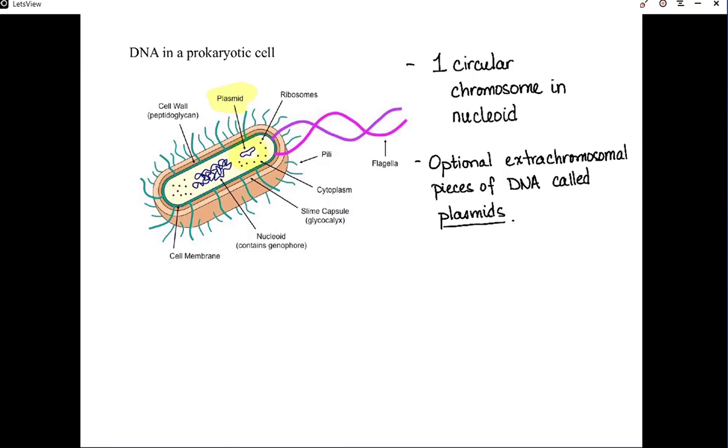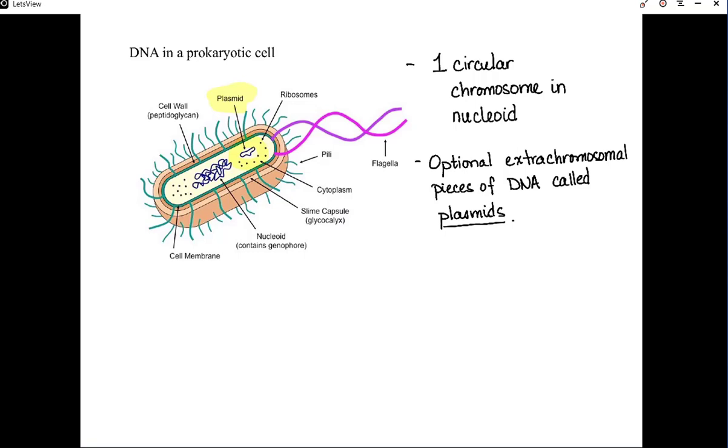Plasmids are optional. I think of them like accessories. So these accessory pieces of DNA are also circular, and they are much, much smaller than the single chromosome. Whereas a chromosome might have anywhere between 2,000 and 4,000 genes on it, plasmids usually have less than 10 genes. So we're talking a really small little bit of extra DNA.